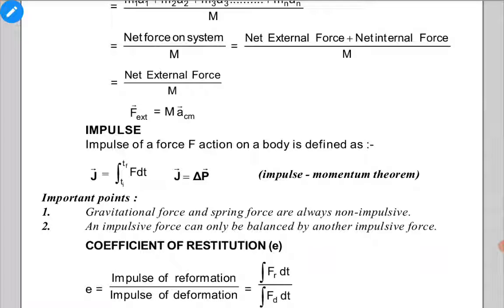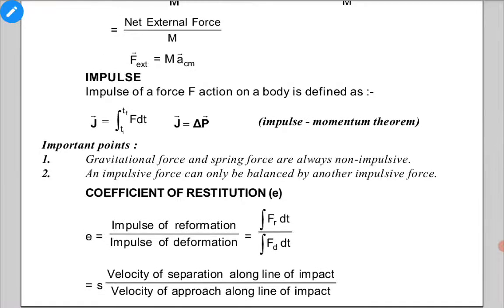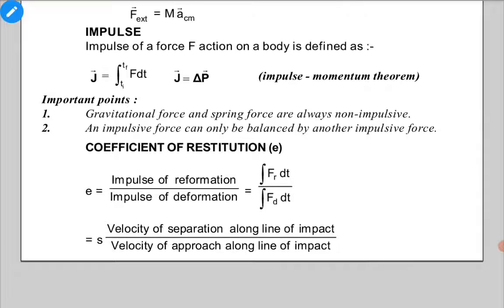Impulse of a force F acting on a body is defined as J equals integration of F dt from t initial to t final. J equals delta p. This is called the impulse momentum theorem. J is the impulse and delta p is the change in momentum. Important points. First, gravitational force and spring force are always non-impulsive. Second, an impulsive force can only be balanced by another impulsive force.